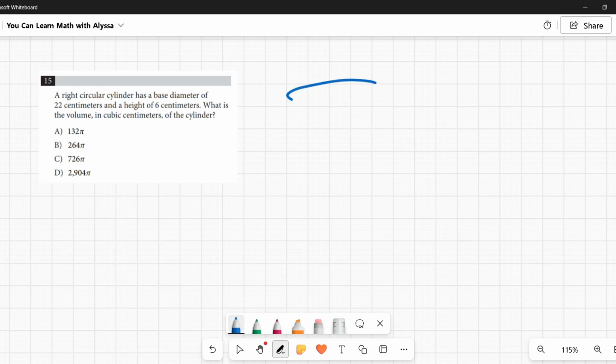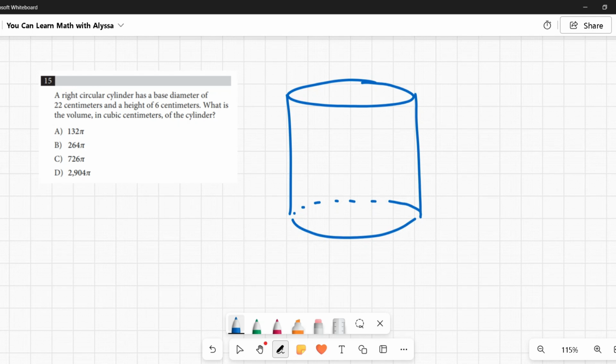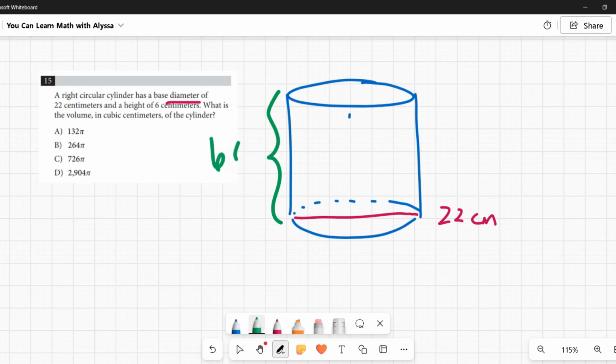Okay, so I always start by drawing things. So we have our right circular cylinder. We have these vertical sides that are forming a right angle to the base. If I draw a straight line down, it's going to form this nice right angle. Okay, so that's what that means. And we are given the dimensions here: the base diameter, note that is diameter, not radius, is 22 centimeters. And we're also told that the height is 6 centimeters. Okay, what is the volume in cubic centimeters of the cylinder?